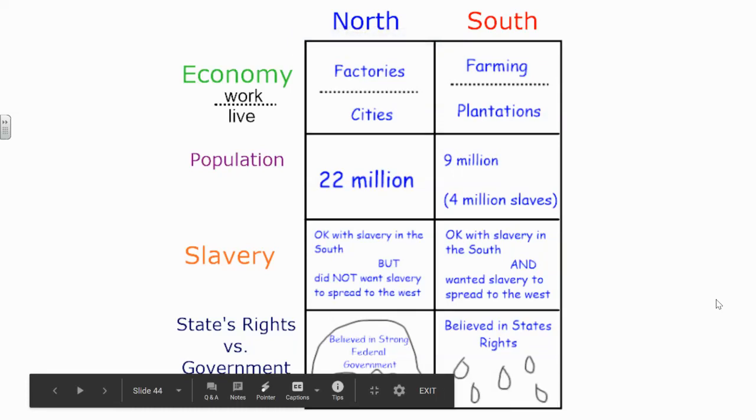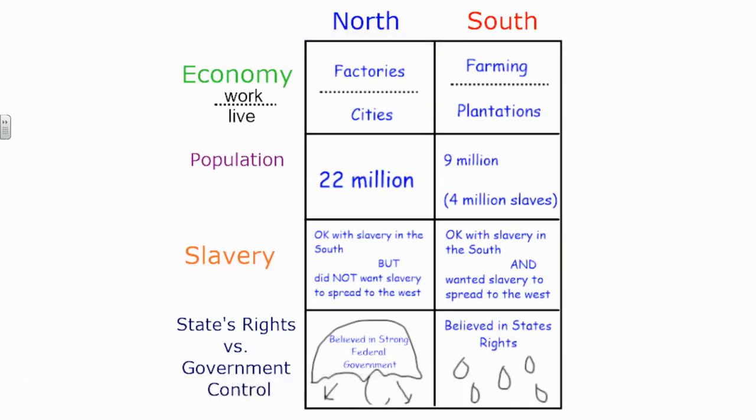Okay, so we have covered the differences between the North and the South, and we know that these differences are in some way going to lead to Americans fighting Americans in the American Civil War. And one of the major issues that we talked about was slavery, and it is such a hot topic because it is an emotional topic. It was an emotional topic then, and it certainly is an emotional topic now.